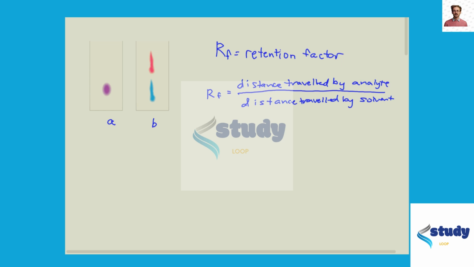This is a basic introduction into paper chromatography. So when you're given a mixture of compounds, sometimes you want to see what individual analytes are involved in that mixture. And paper chromatography is a very simple way to do that.